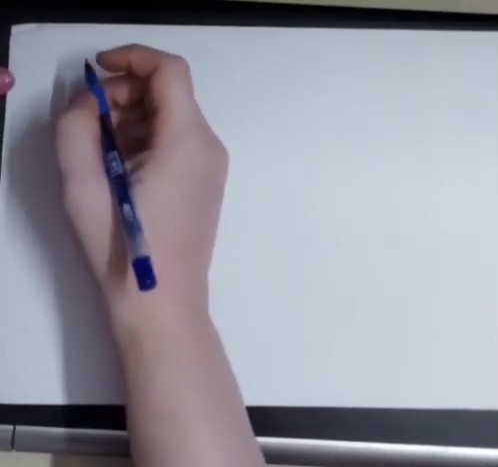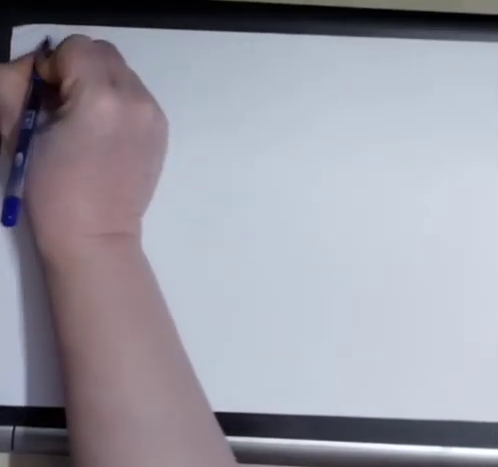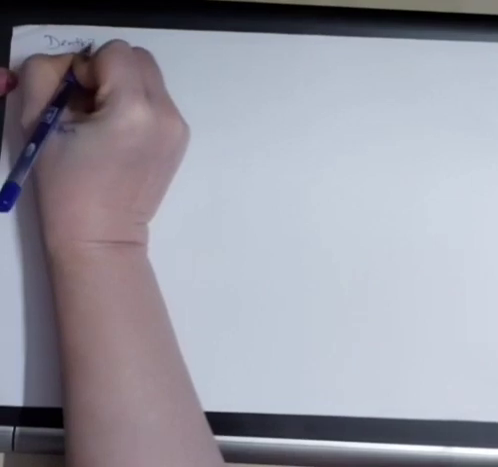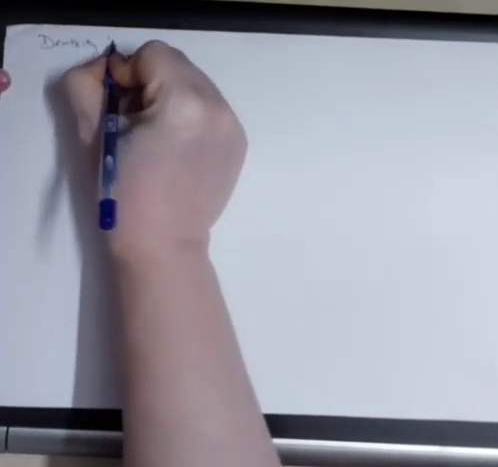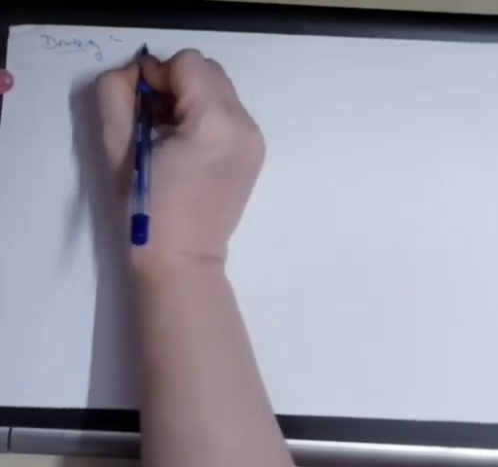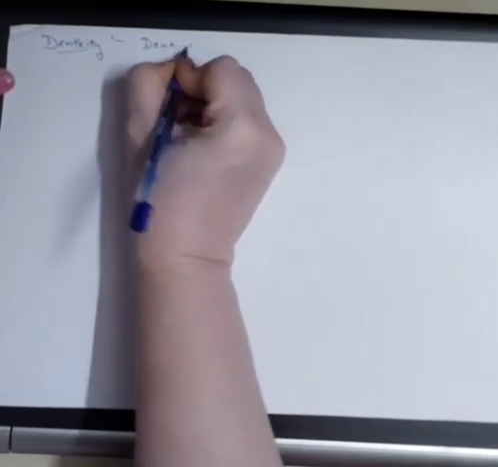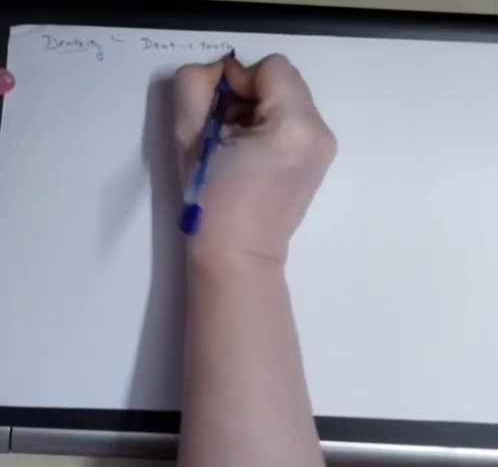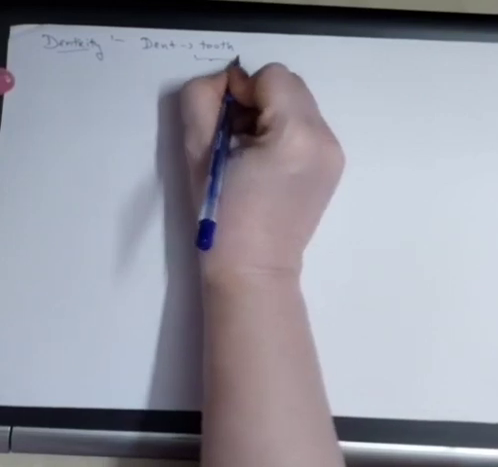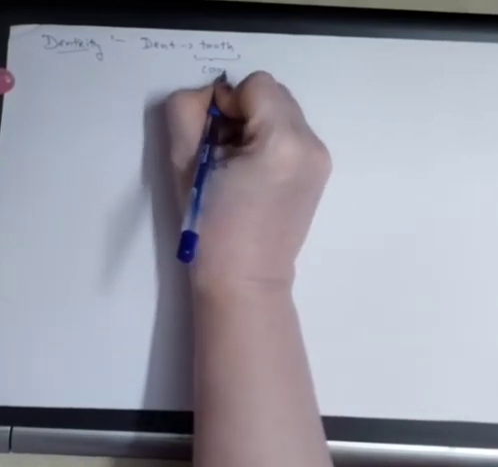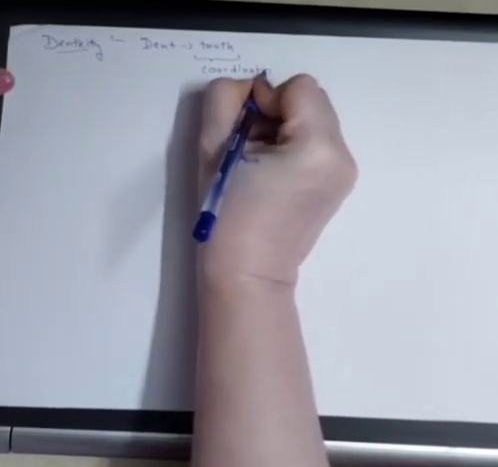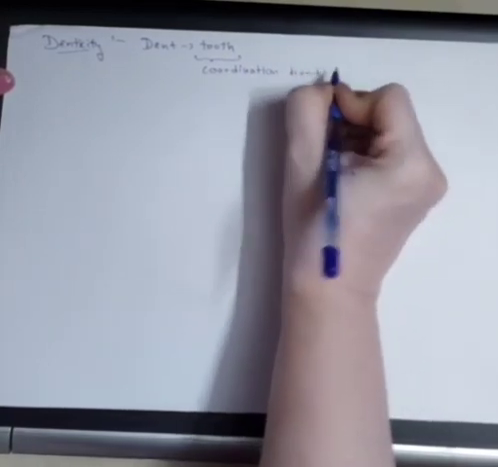Hello everyone. Now I'm going to explain denticity. The word denticity is derived from the word dent, which means tooth. It basically tells you about the coordination bond formed by the ligand.